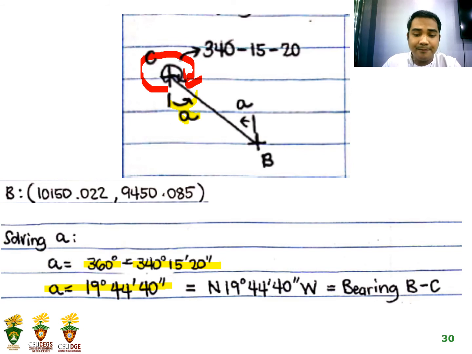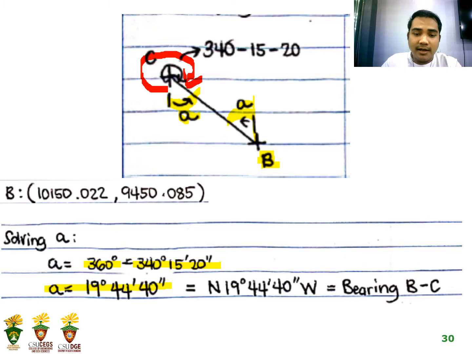which is equal to the bearing of BC. Since this is alpha, therefore at station B it is equal to this part, which is alpha again. So from north lang siya, then at station C, it is from south. Since B has the given coordinates, we need to determine the bearing from B to C so that C can be given coordinates.